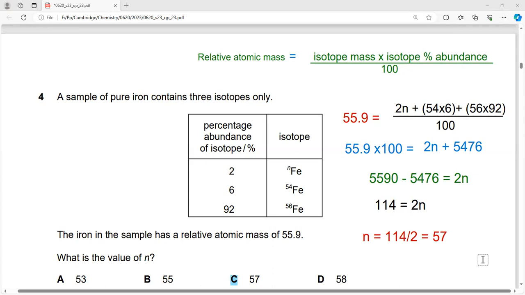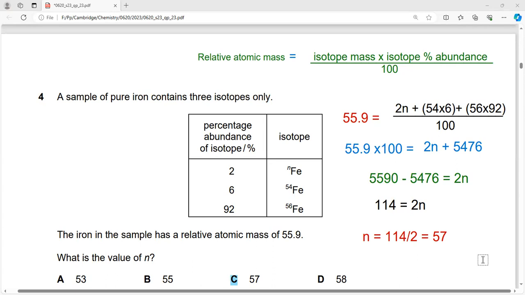That is equal to, for the first isotope, the percentage abundance is 2, multiplied by n, because the atomic mass is not given there. In the second isotope, plus 54 multiplied by the percentage abundance, that is 6. And plus the third isotope, atomic mass 56, multiplied by percentage abundance 92, all divided by 100. So we're going to solve this question.